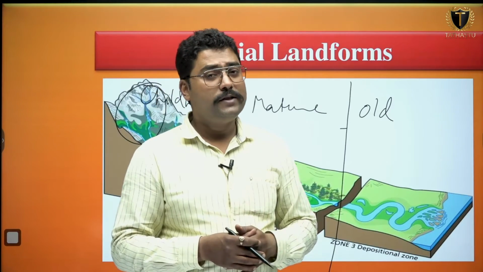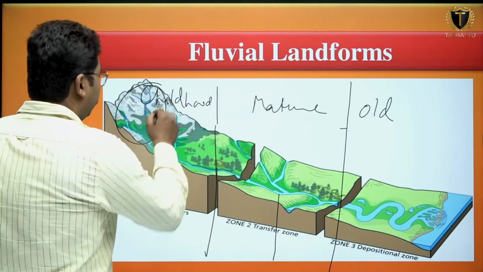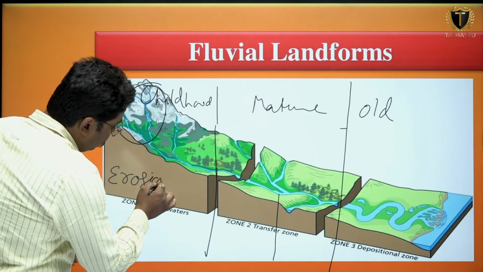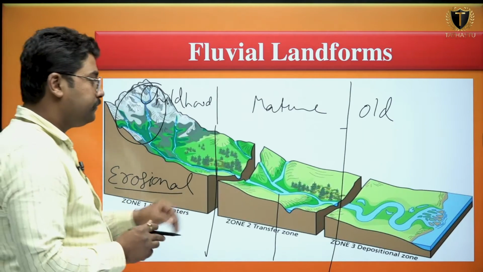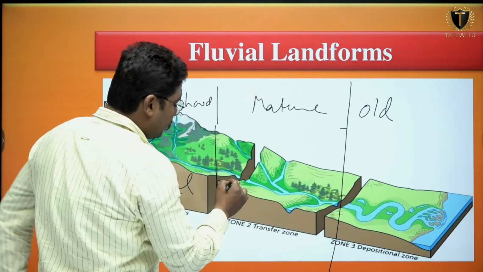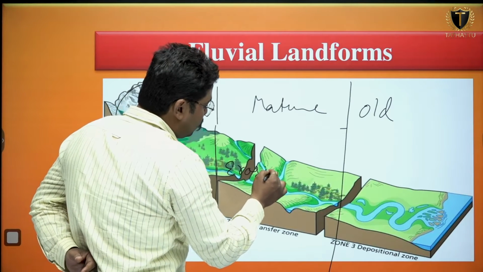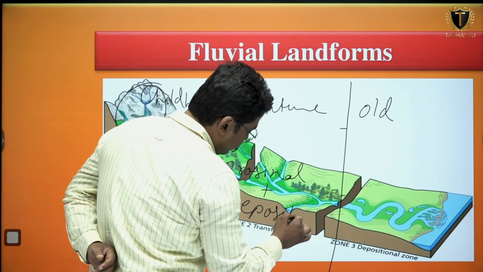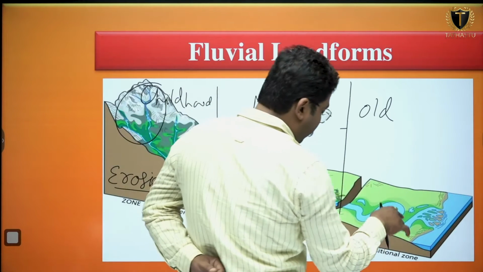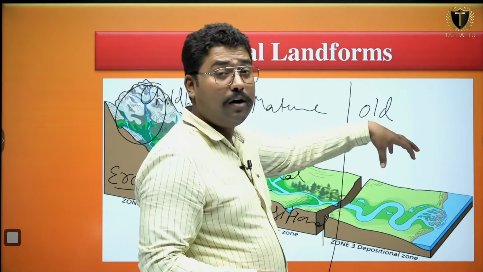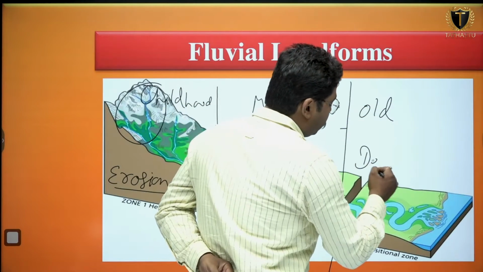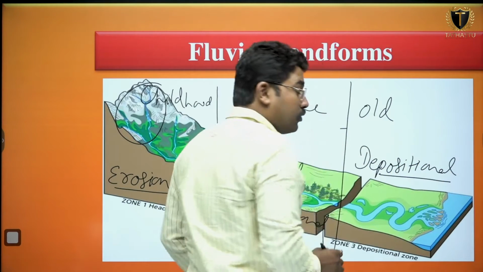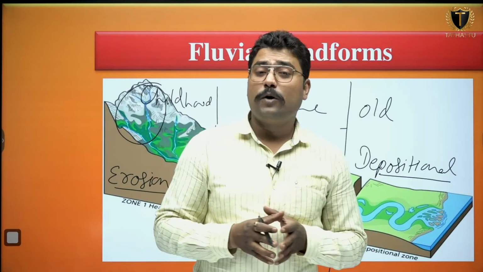So for the features: in the childhood stage, or the early stage, only erosional features are formed. In the mature stage, both erosional plus depositional features are formed, and in the old stage only depositional features. In this way the river life cycle is broadly divided.